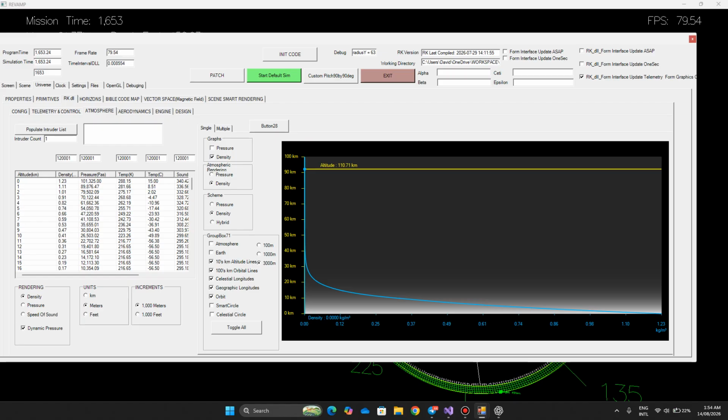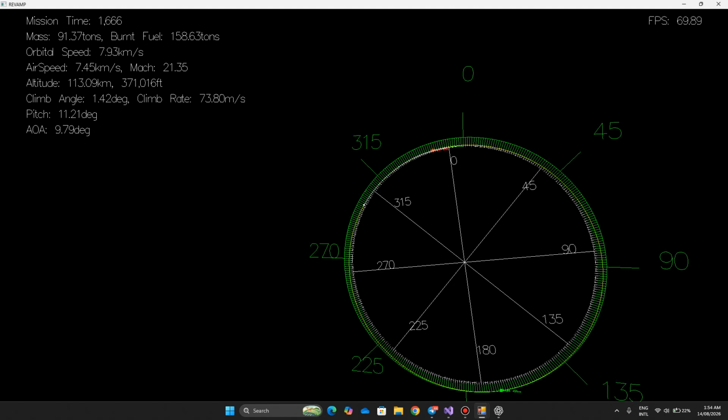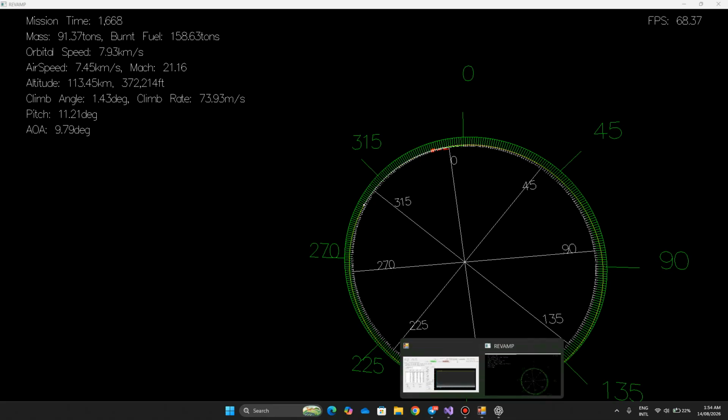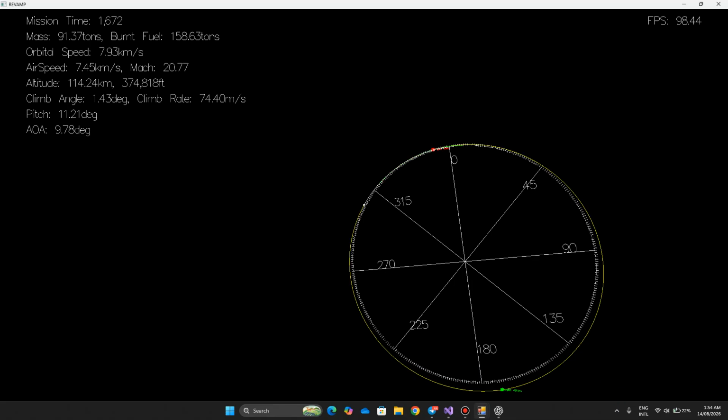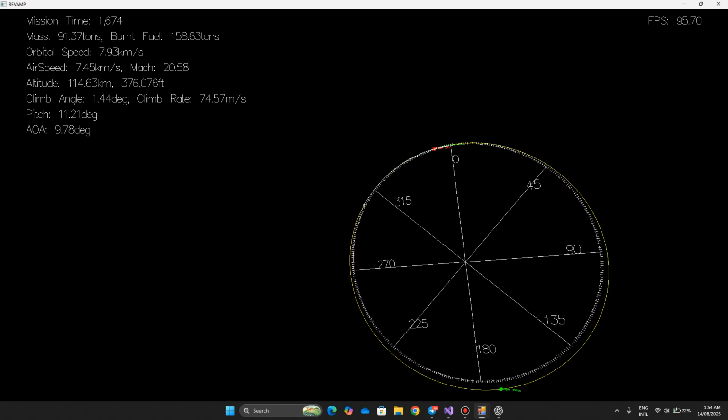By the way, what does prograde mean exactly? Prograde just means in the direction you're already moving, like nose forward along your path. So a prograde burn raises the far side of your orbit. Retrograde is the opposite. Slow down.